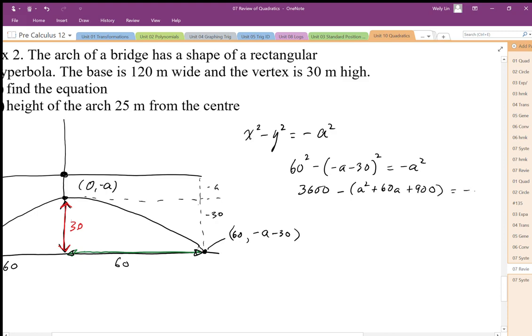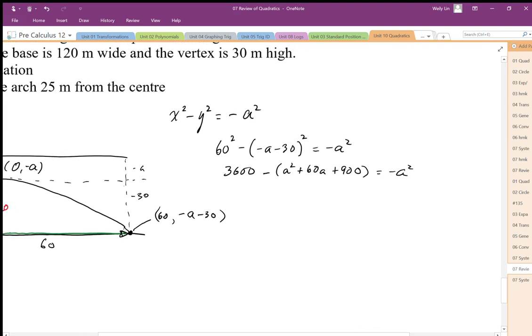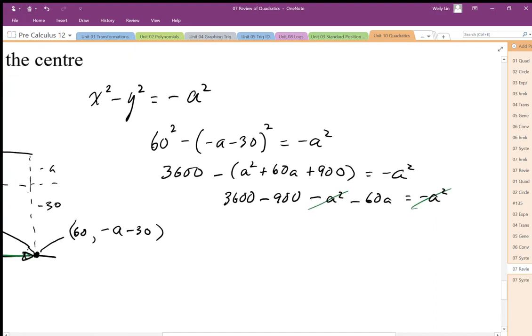That's equal to negative a squared. Well, if you look at the algebra here, those a squareds are going to cancel out. So I end up with 3600 minus 900 minus a squared minus 60a is equal to negative a squared. Those a squareds are gone. This is not even a quadratic equation. It's actually a linear equation that I need to solve for.